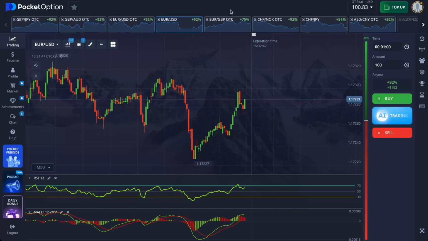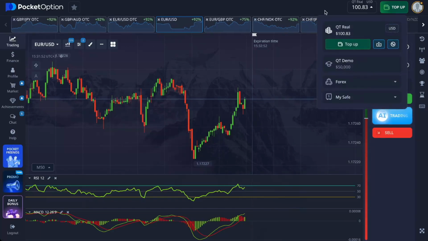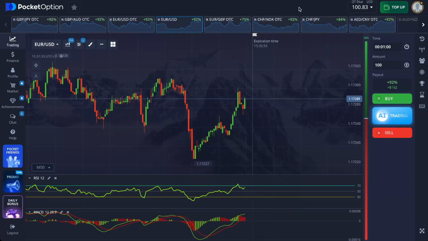Today I would like to earn $10,000. To do this, I'll be using a deposit of $100 and my trading skills. I'll also need the Pocket Option broker for this.